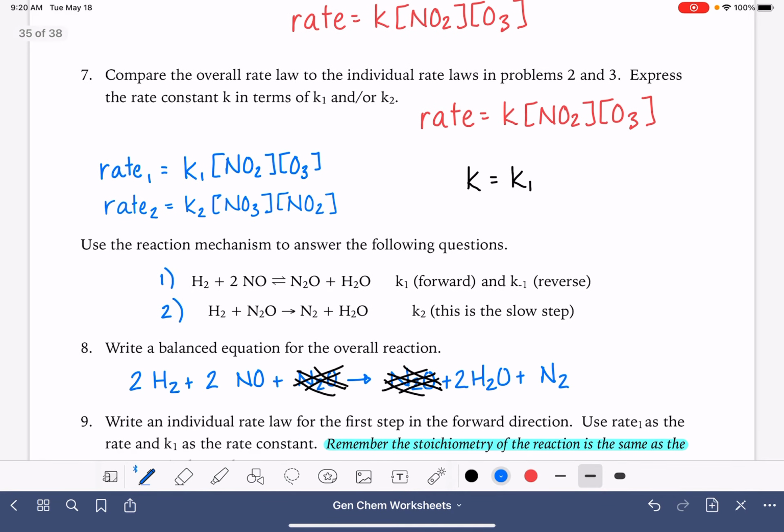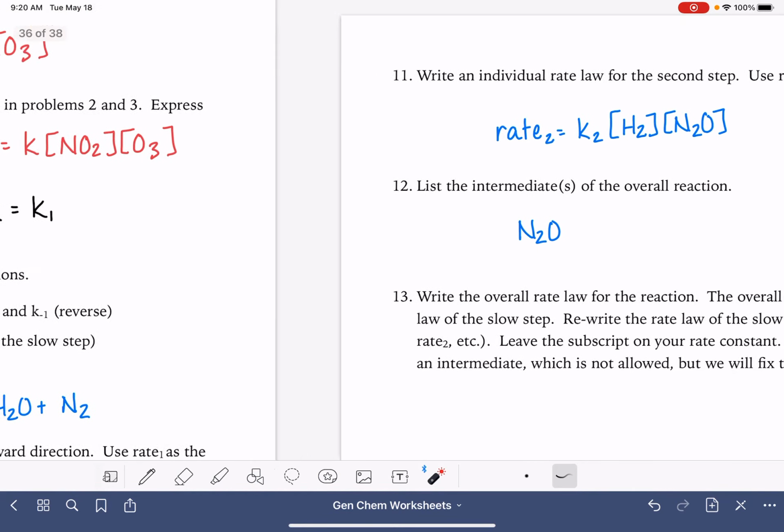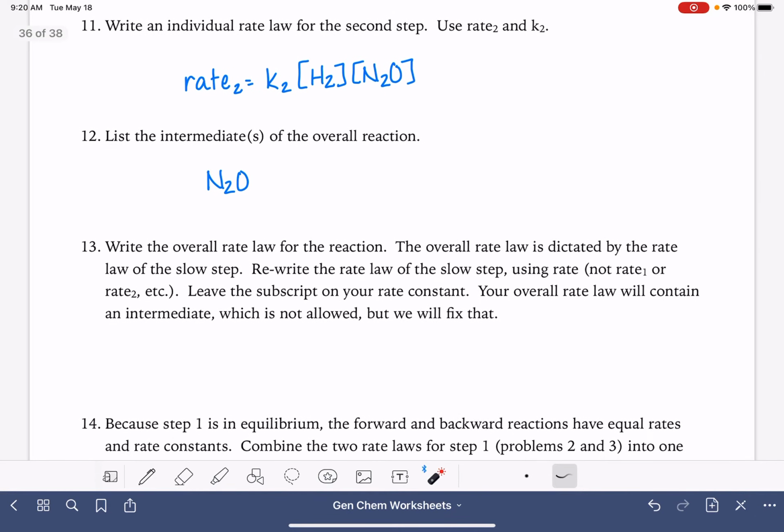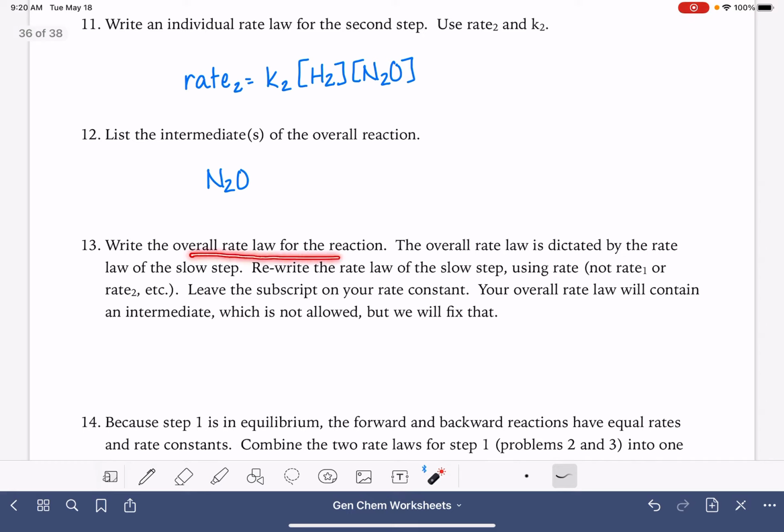And let's keep going because sometimes there's more than one. H2O, which we have. H2, which we have. N2O, which we don't have, but we've already written that one down. N2 and H2O again. So we have one intermediate, and the one intermediate is N2O. Last but not least, we're going to write an overall rate law for the reaction.